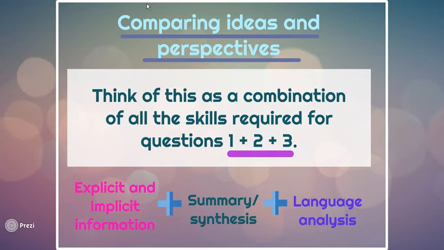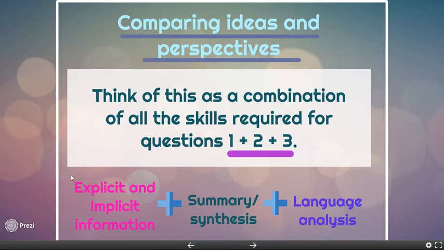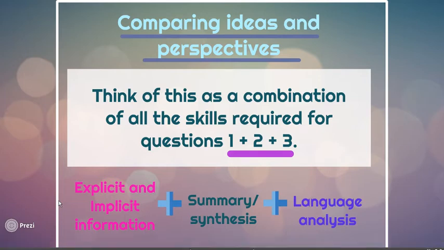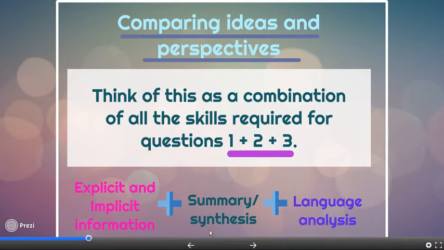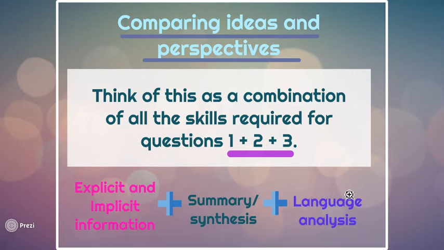For instance, question 1 was drawing explicit and implicit information. You're going to be required to draw implicit information for this question as well. You're also going to need to synthesize that, to bring it all together, which is the skill that you practiced in question 2. And finally, you're going to have to do some language analysis, which is the skill you practiced in question 3. So do think of question 4 like the finale. It's where you're bringing everything together to draw on all of the skills that you've practiced so far in this paper.